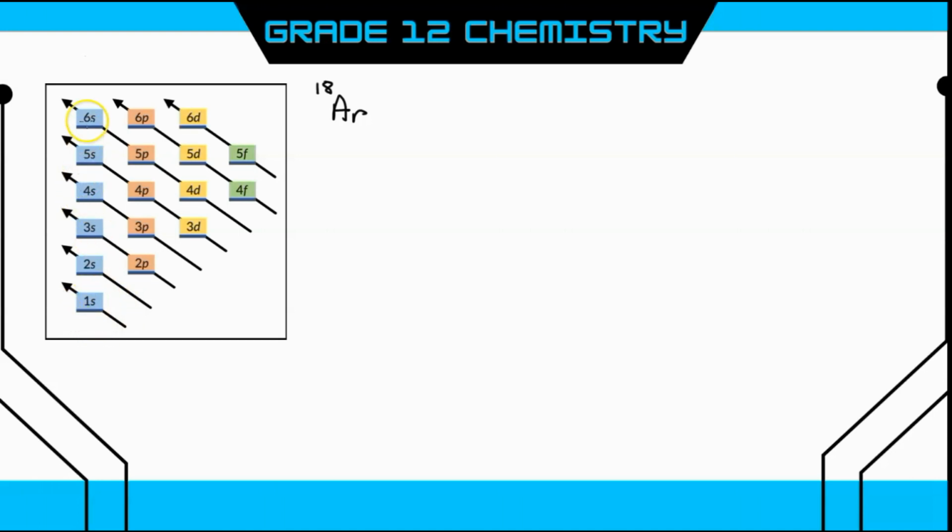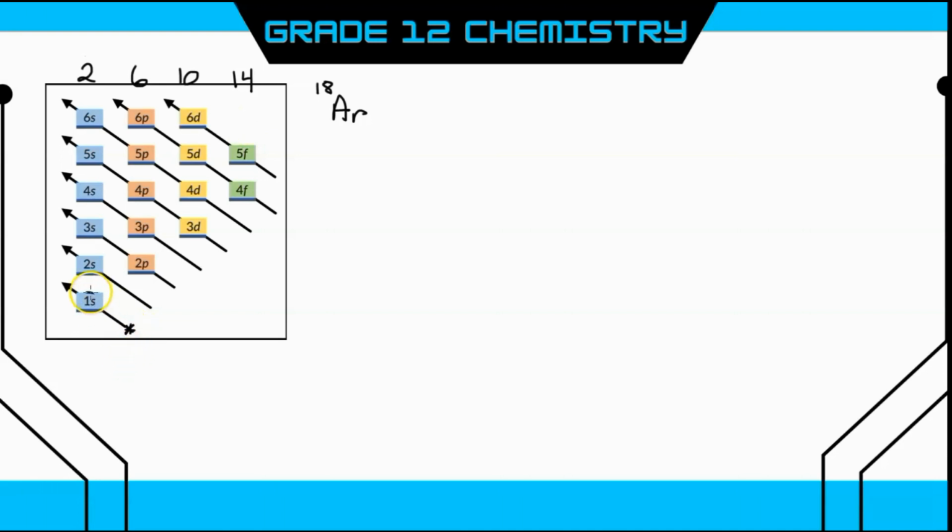So we have 4 orbitals. In our s orbitals, we can fit 2 electrons, 6 in our p orbital, 10 in our d orbital, and 14 in our f orbital. And we're going to follow these arrows in order to help us know what goes first.